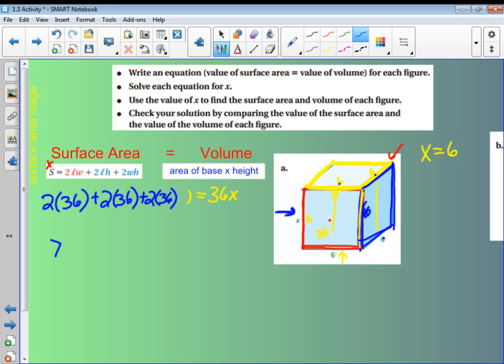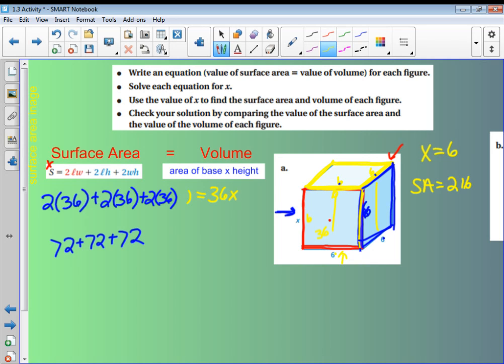So 72 plus 72 plus 72. Or I could take 72 times 3 if I don't want to do it so much. So 72 times 3 gives me 216. So I just found out that the surface area equals 216. Now I'm going to do the volume.